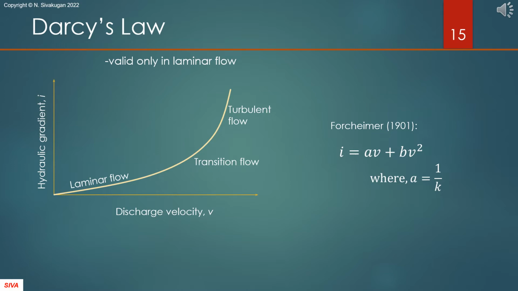In 1901, Forchheimer suggested that hydraulic gradient i versus discharge velocity v relationship can be better given by i equal to av plus bv squared. Here, a and b are constants. Forchheimer's relationship covers the non-laminar region as well.